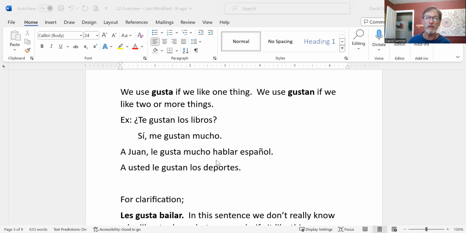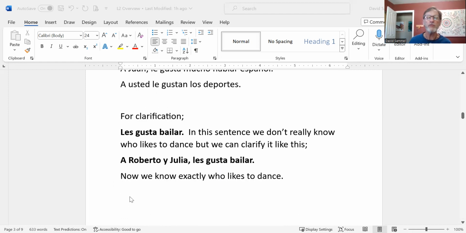By the way, for clarification, you can do this. In this sentence, les gusta bailar. We don't really know who likes to dance. We know it's somebody plural, they or maybe you guys, but we're not sure. So we can clarify by doing this. A Roberto y Julia les gusta bailar. They like to dance, okay? So now we know exactly who likes to dance.